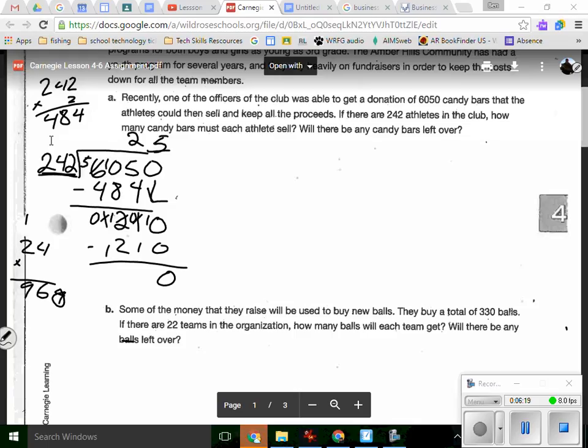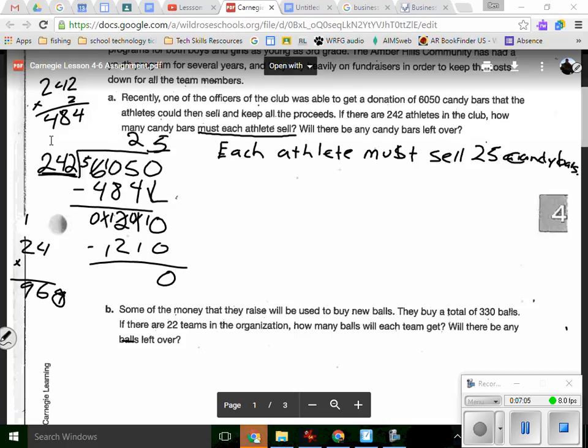How many candy bars must each athlete sell? Here's a really good skill for you. When you are writing a complete sentence and you're answering a question, use the question to answer the question. You see that? Must each athlete sell? You should say, and I expect you to write this down, each athlete must sell 25 candy bars. Don't forget your period.